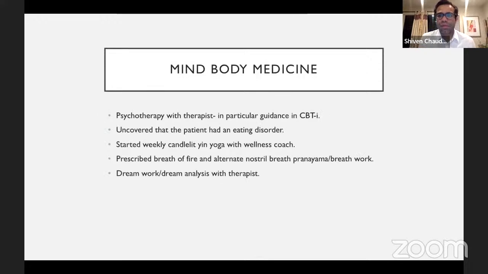Alrighty, so these are the treatment plans that we made for this patient. Now, the first thing that we did was enroll her with our therapist in a psychotherapy program. Specifically, we are doing something called cognitive behavior therapy for insomnia, which I'll talk about in a couple of slides later. Now, we also uncovered that the patient had an eating disorder. That's very, very important, because oftentimes we don't take enough time to talk to our patients and really understand psychologically what they're going through. Remember that she had digestive issues with all food groups.